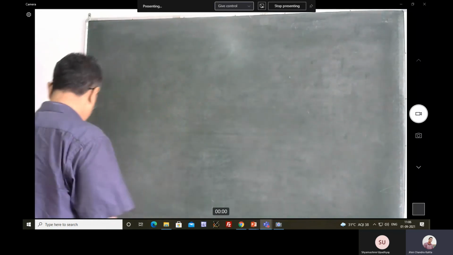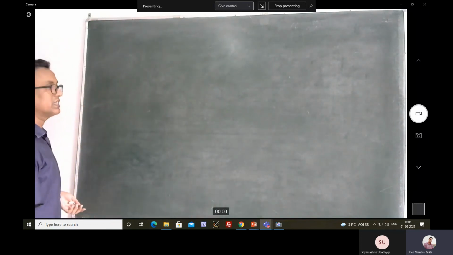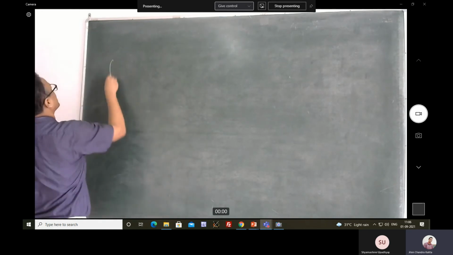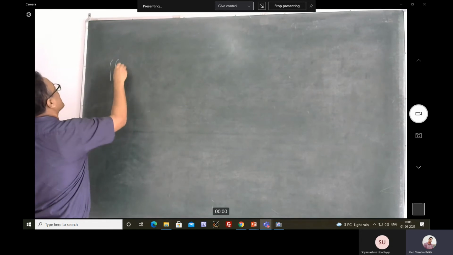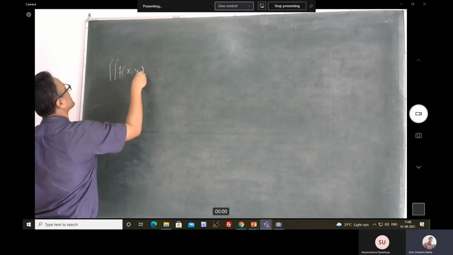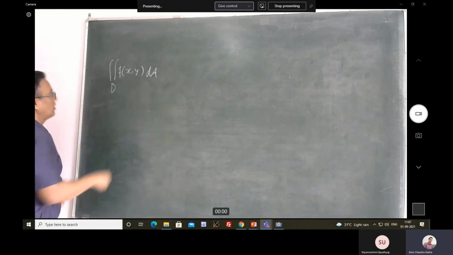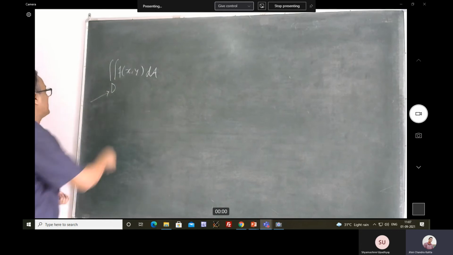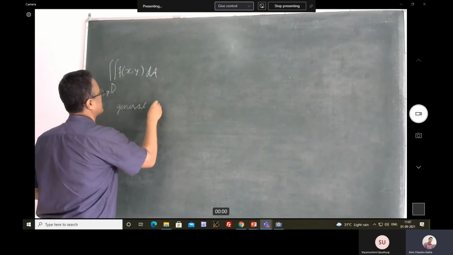So yesterday, in our previous class, what we did was multiple integral or double integral. We talked about evaluating this integral over the region D, where D was a general region.